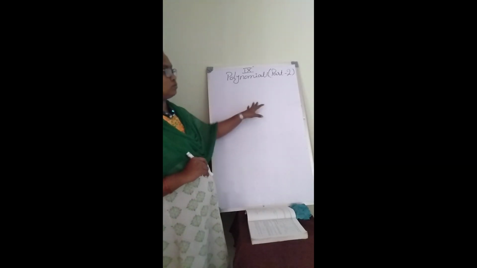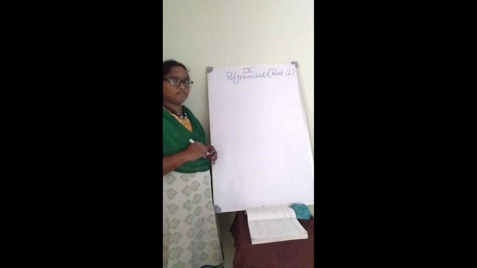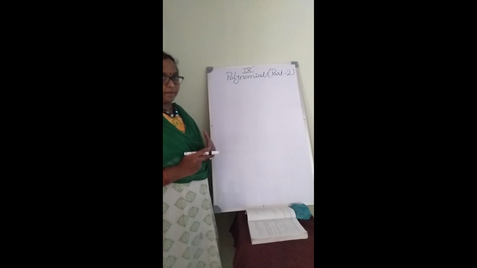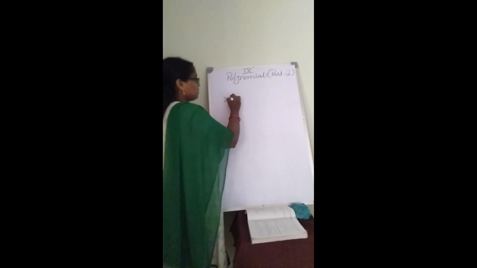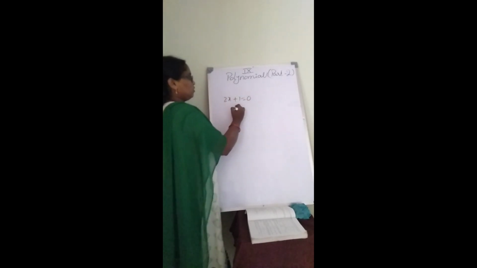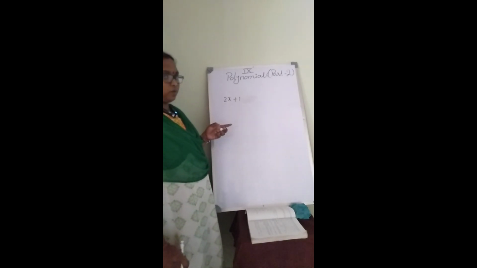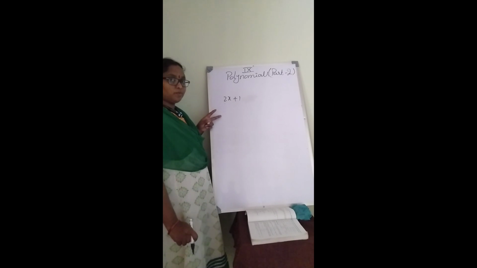So in this part 2, we are going to discuss the zero of the polynomial. In the last class, we discussed the zero of the polynomial. What is the zero of the polynomial? Suppose 2x plus 1 is a polynomial, and I have to find its zero. How to find its zero?